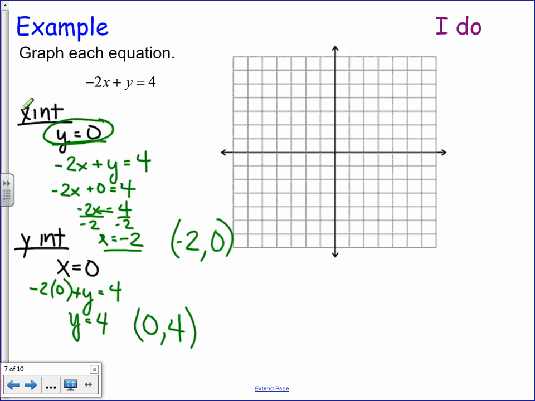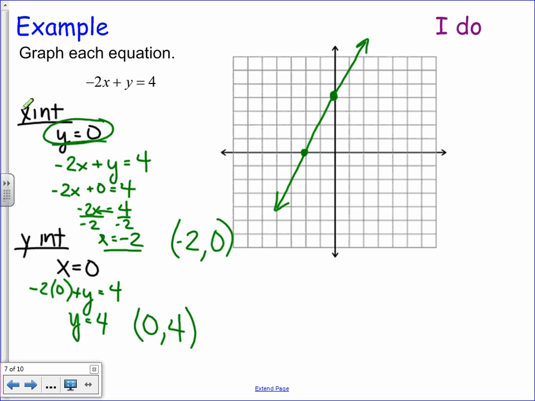So here we're going to the x-intercept at negative 2, 0, and the y-intercept at 0, 4. Okay, so here's your x-intercept. It should cross the x-axis. Your y-intercept, again, should cross the y-axis. And with your rulers, you want to connect those dots through those x and y intercepts.